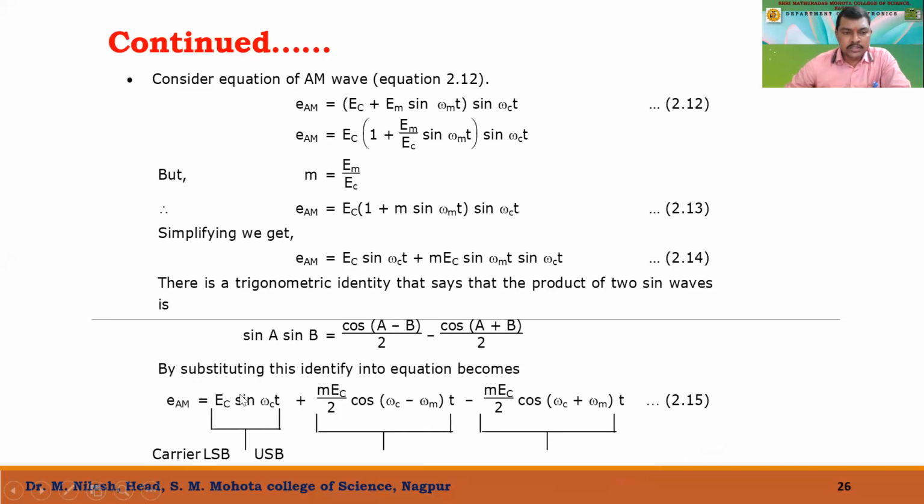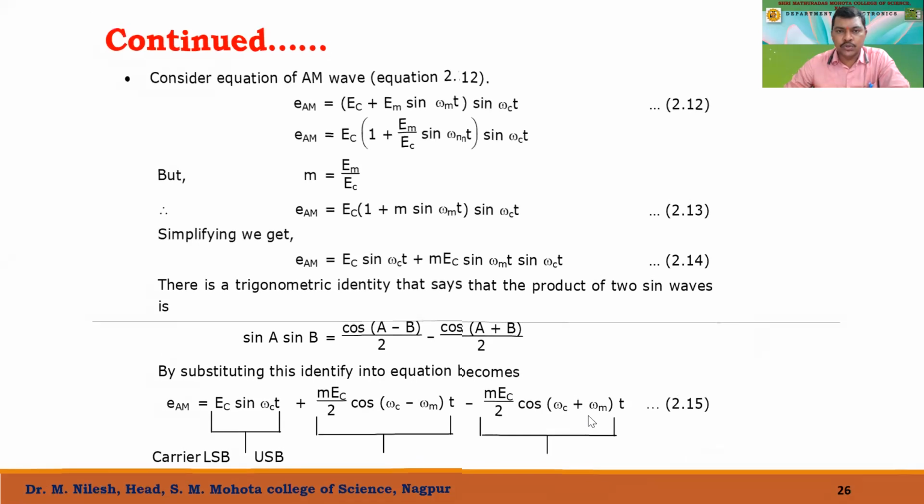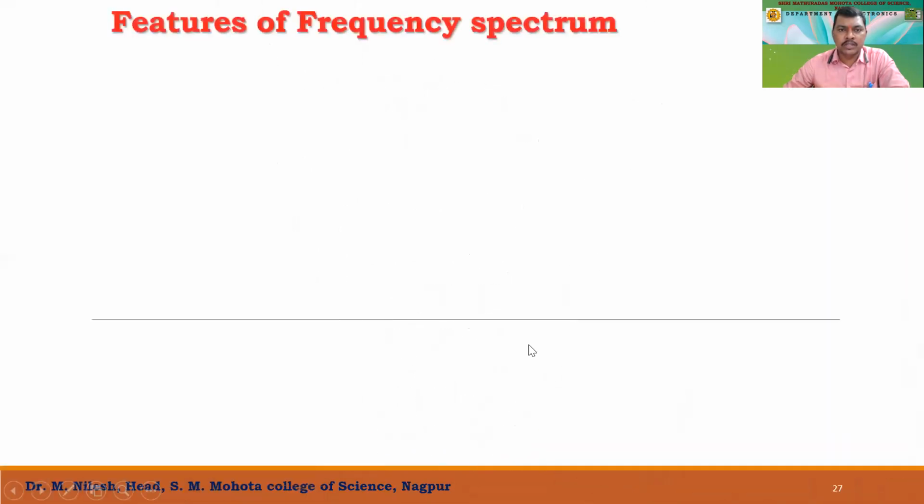So this is for the carrier equation. This is LSB, that is the lower sideband, and this is USB, the upper sideband, right? So we are having this equation. This is the carrier which is written over here. This is LSB, the lower sideband, and this is the upper sideband. I will show you in the graph itself. So this is the equation that we get after resolving that.